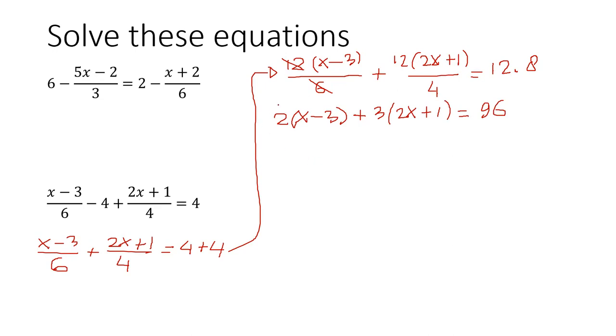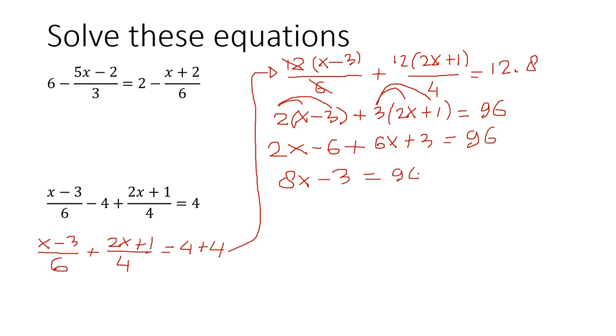And afterwards, 2 times x is 2x, 2 times negative 3 is negative 6, 3 times 2x is 6x, and 3 times positive 1 is positive 3, equals 96. All right. And then 2x plus 6x becomes 8x. Negative 6 plus 3 is negative 3, so 8x minus 3 equals 96.